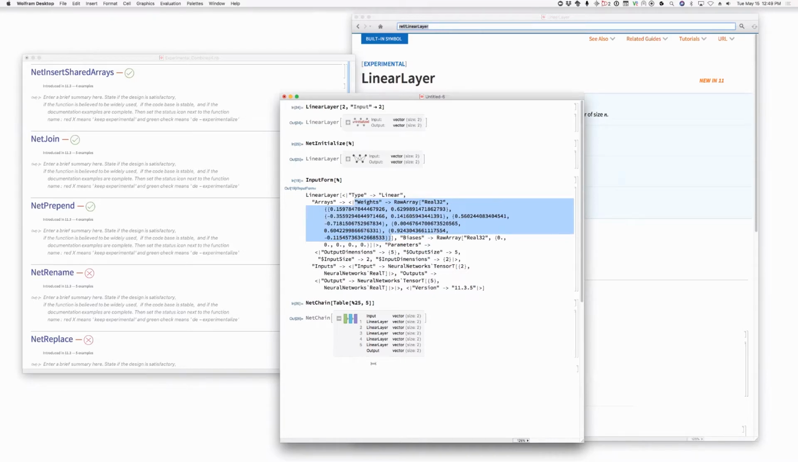And if we tried to take this thing and say net train, let's just do something to understand it. Let's take a random sample of resource data of MNIST, comma 500 or something. Okay.